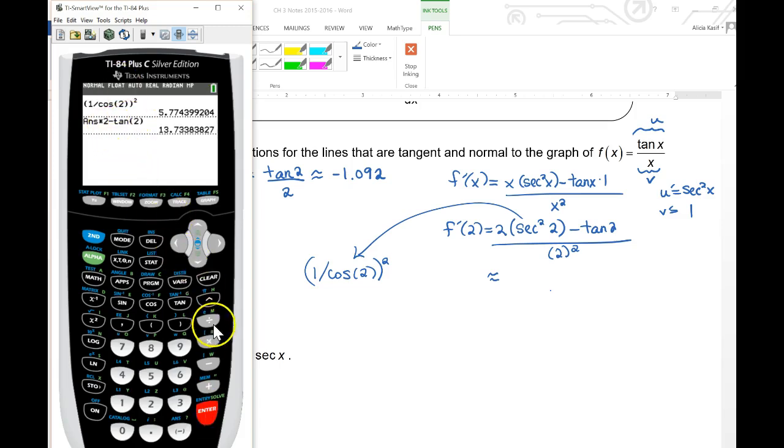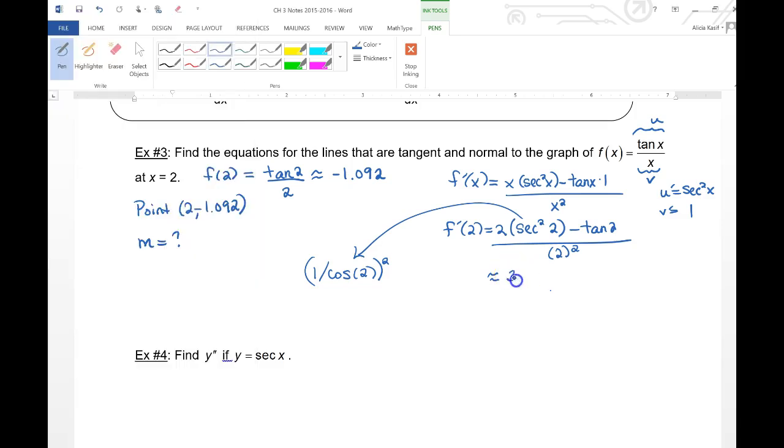I thought you were just asking for that part. Oh, no, sorry. It's okay, so you got that part right. Is that what we got? 3.433?